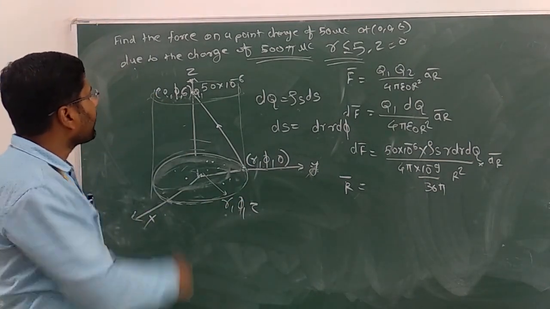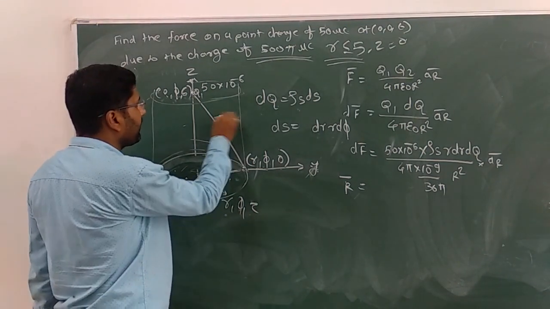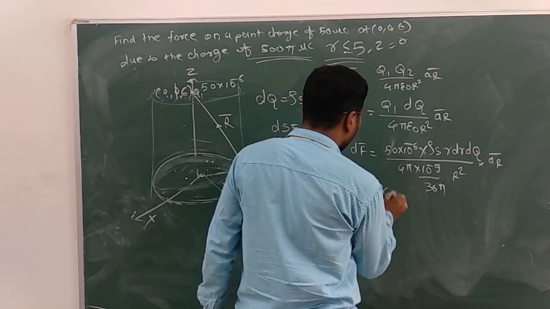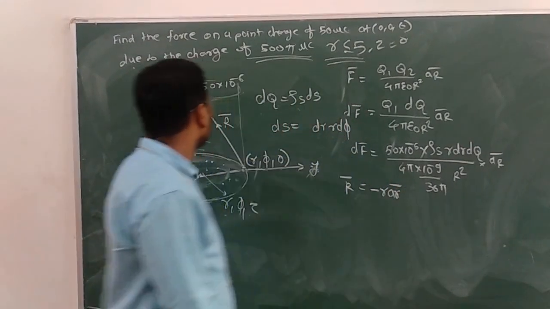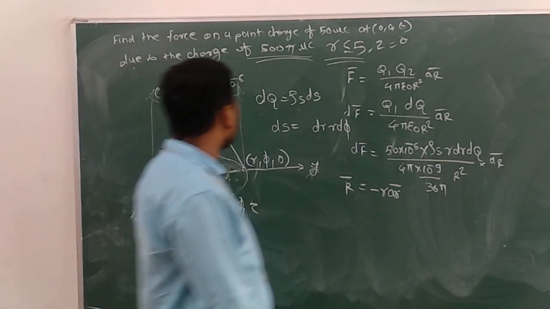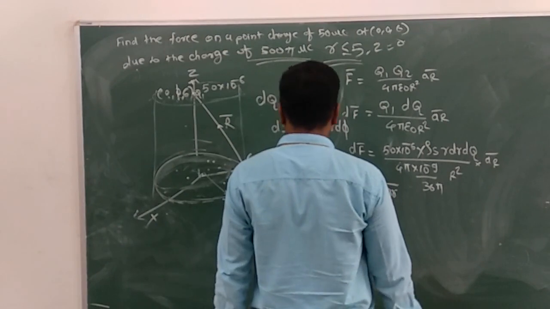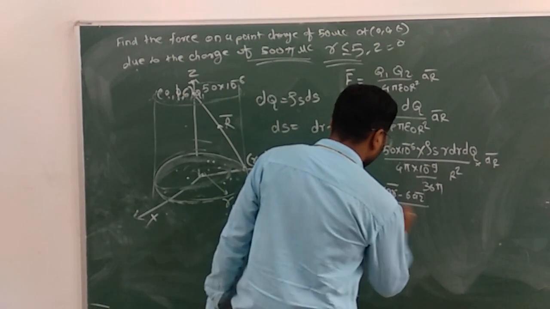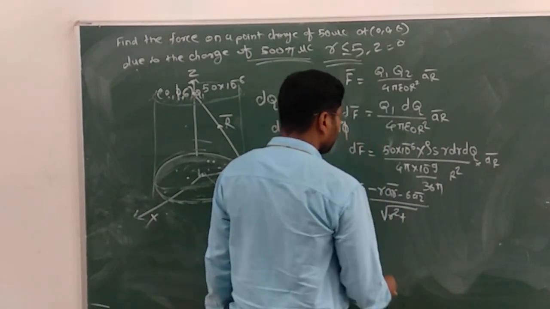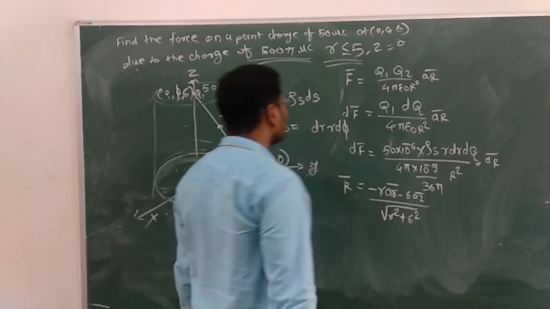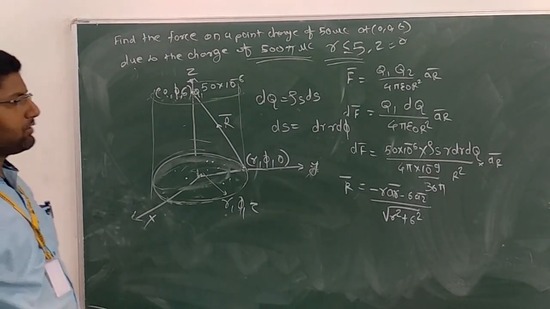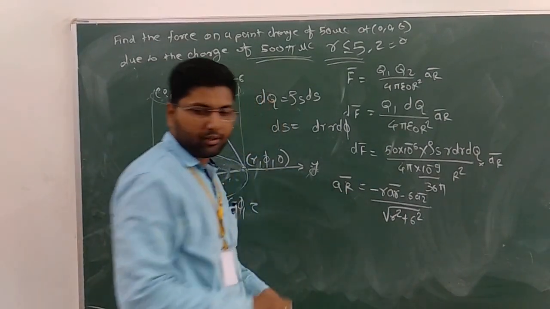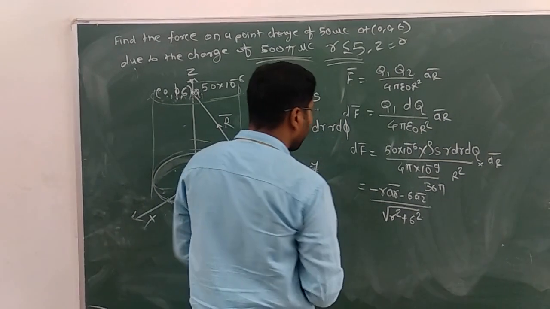Now we have to calculate r bar. What is r bar? R bar is final minus initial. Final is 0 minus r, phi minus phi, 0, and 0 minus 6, that is minus 6 az bar, divided by the root of r square plus 6 square. So that is your r bar, ar bar. I calculated ar bar directly.